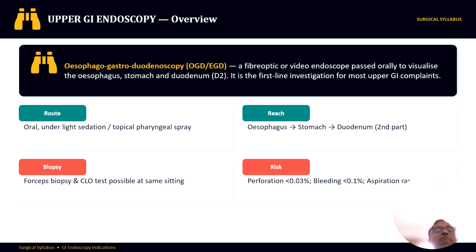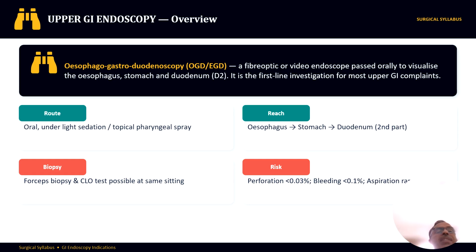You can also do a biopsy. A forceps biopsy can be used to take a biopsy from different parts of the structures which are being seen. And you can also do a CLO test, a Campylobacter-like organism test, specifically for H. pylori in the same sitting.